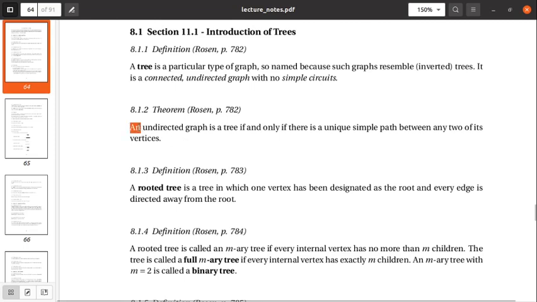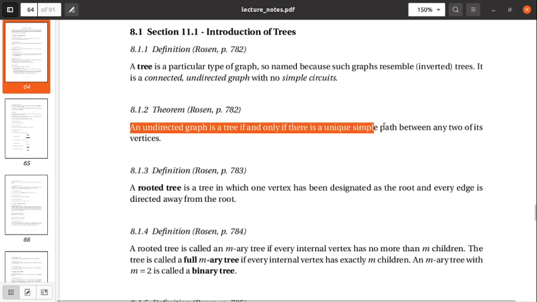Okay, so we have our first theorem. An undirected graph is a tree if and only if there is a unique simple path between any two of its vertices. So if there's only one way you can get from A to B, and that holds true for every pair of A and B in your graph, and it's connected, right? And then you've got a tree. Your graph actually represents a tree.